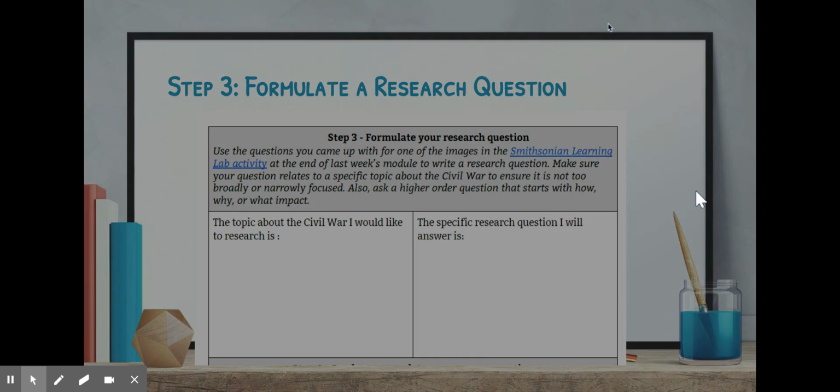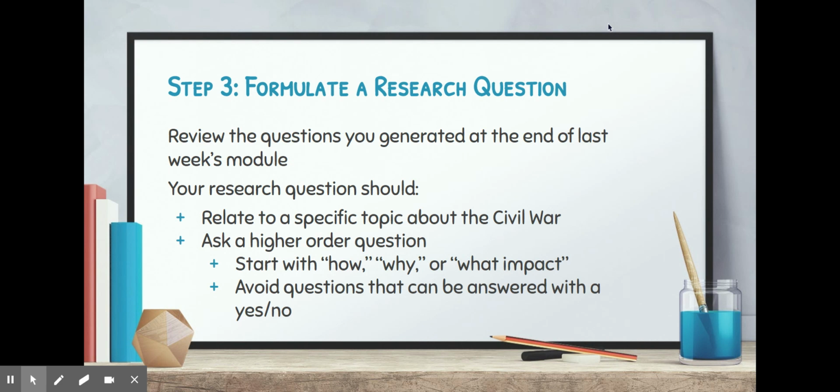Now that we have reviewed steps 1 and 2, let's discuss step 3, formulating a research question. Before selecting a research question, you need to review the questions you generated last week in step 2. You will use the answer to those 2 questions to formulate your research question. When you're selecting your research question, you need to think about if your question relates to a specific topic in the Civil War. Here are some tips to coming up with a research question.